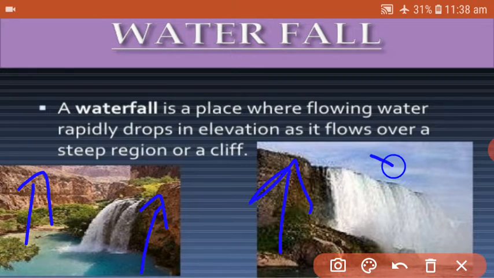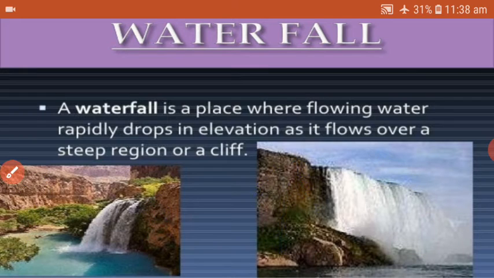Here in the path of the river, there is a sudden fall of the landform, and because of such landforms the water has to fall from a great height. Such a fall of water is known as a waterfall in simple terminology.